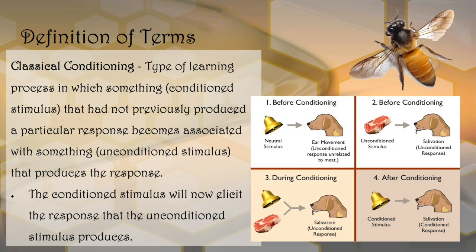The other term that we feel is important is classical conditioning. Classical conditioning is a type of learning process in which a conditioned stimulus that had not previously produced a particular response becomes associated with an unconditioned stimulus that produces the response. In the case of honeybees, the unconditioned stimulus would be sugar water because it naturally triggers a specific unconditioned response. The conditioned response is the learned behavior in response to the conditioned stimulus because the bees have previously given a neutral response.